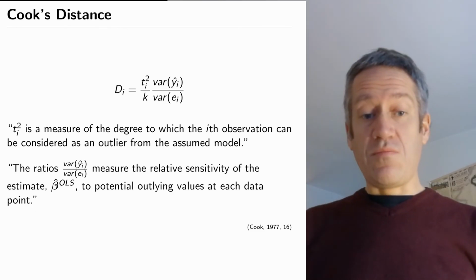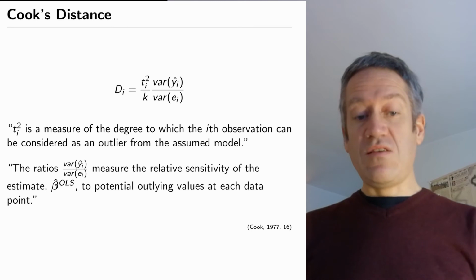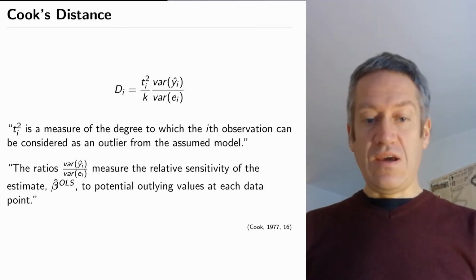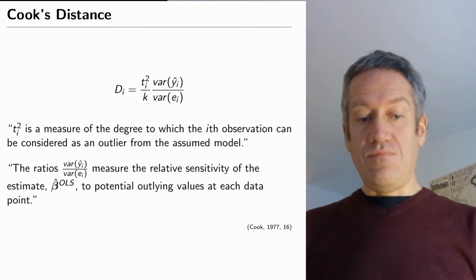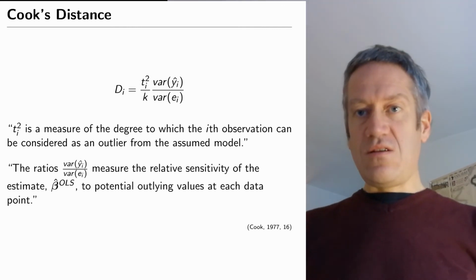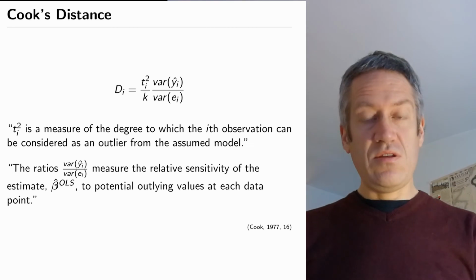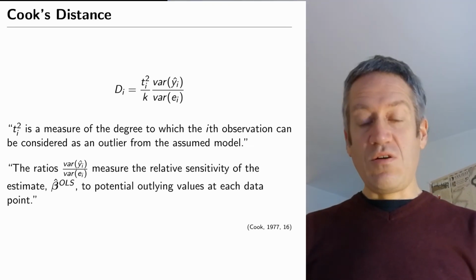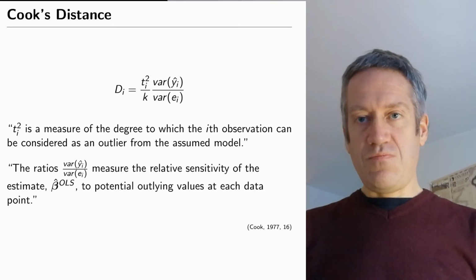So as Cook describes it himself, you can take this ratio as the relative sensitivity of the estimate to this particular value, and you can see t squared, the squared externally studentized residual, as a measure of this particular observation being an outlier.